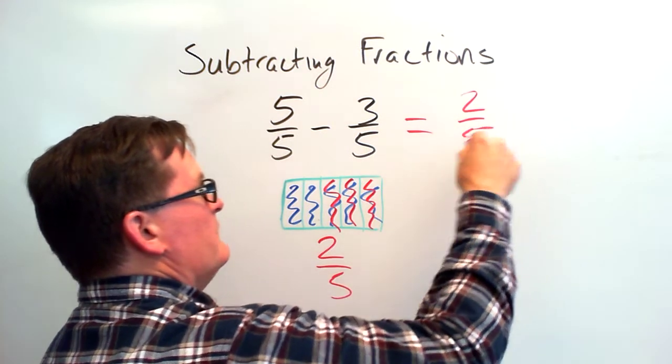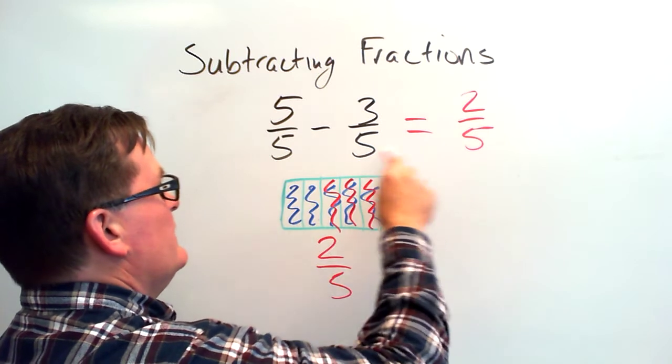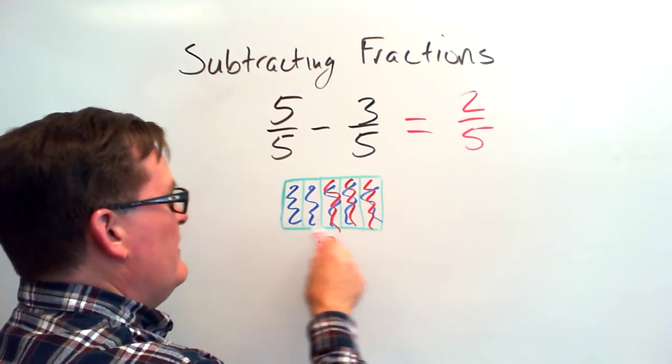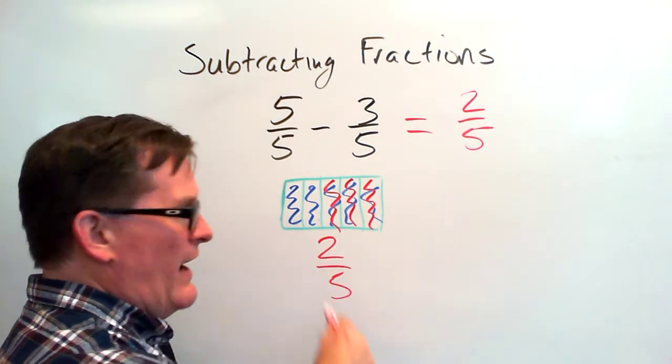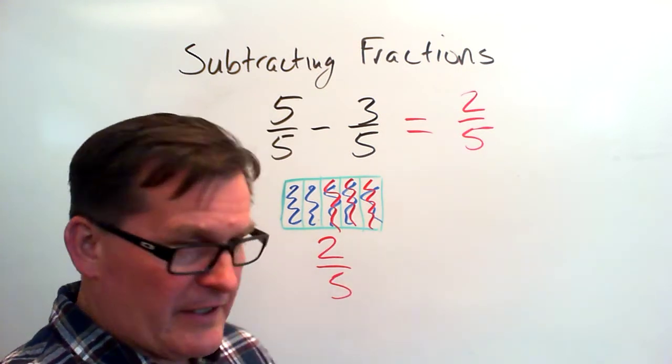So again, the algorithm is simple. 5 minus 3 is 2. The denominator stays the same. This is why. That accurately describes what we get. We get 2 out of the 5. That's why the denominator doesn't change.